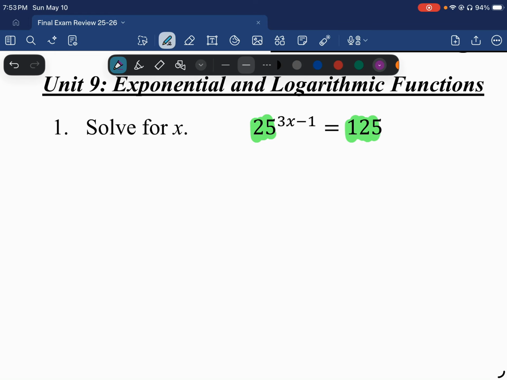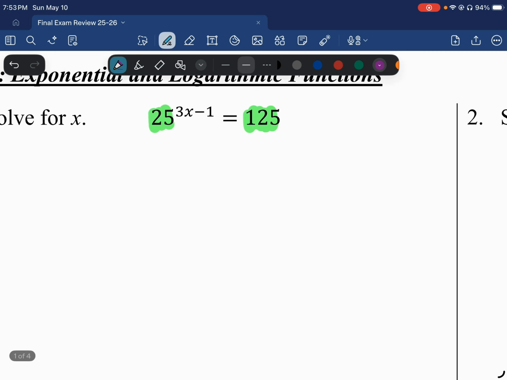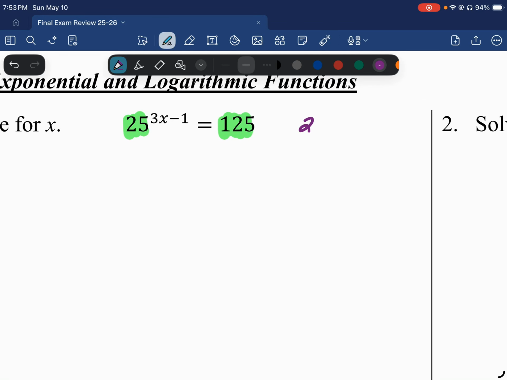We know that those are both related with 5 as its base, so we can rewrite 25 as 5 squared. We can rewrite 125 as 5 to the third. We're not changing the values, we're simply rewriting numbers with different bases, so it's just using a different representation.